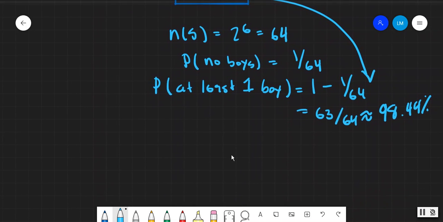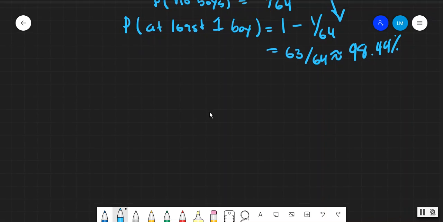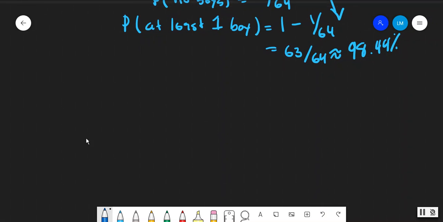Now, we can conclude this topic of conditional probability by looking at a chart. Okay, so we'll call this social media usage.